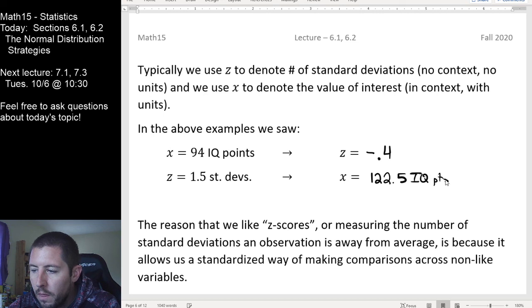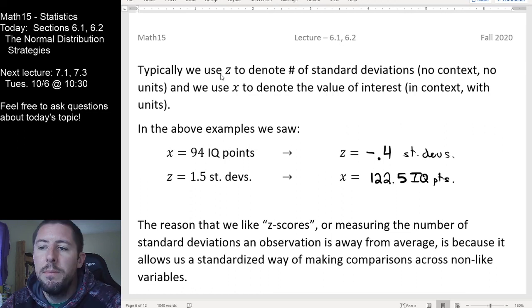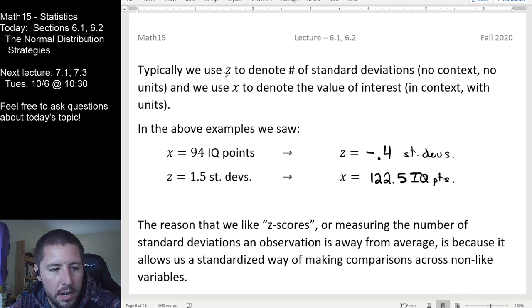Right? Again, units go with X stuff, units with X stuff. Z is just a count of standard deviations. So this is just the results that we just got from the previous page there. So distinguishing between X and Z is important here. Remember that X is in the context of the problem. X should always have units.